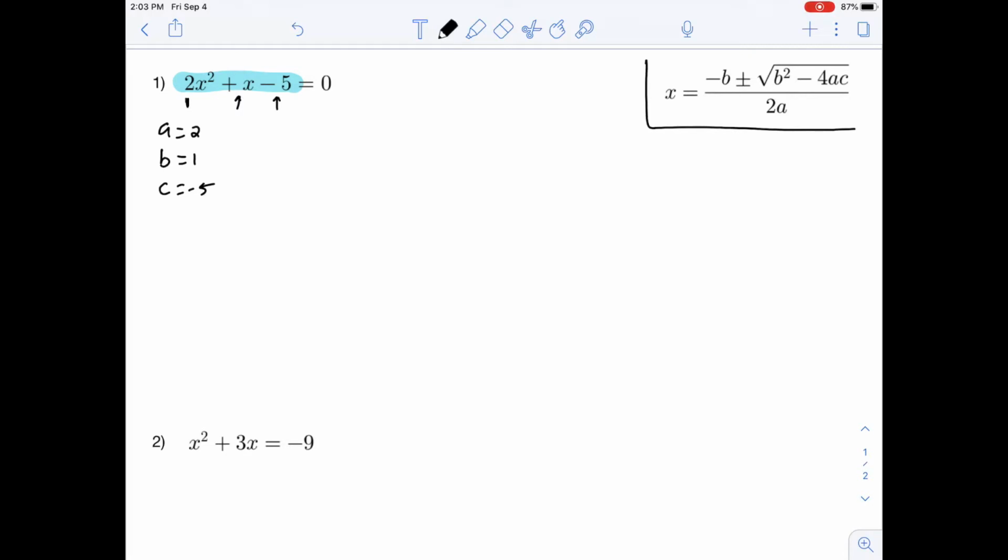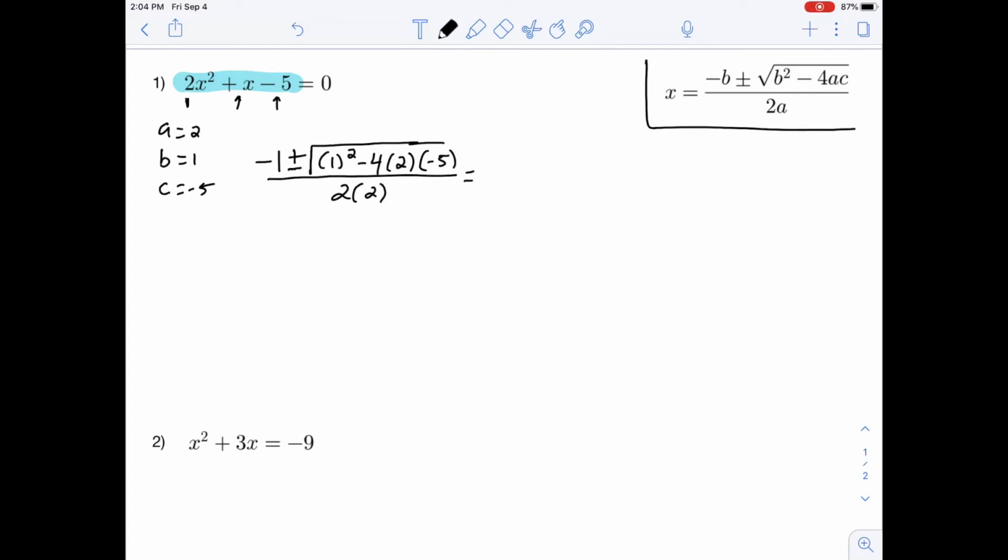So now be careful because it's negative b. If your b value is negative, it's negative and negative. We don't have that in this case, but you just have to be careful. So it's going to be negative b, so -1, plus or minus the square root of b squared. You should get in the habit of putting the b value in parentheses when you're squaring it, because if it's a negative, it has to be squared itself, which makes it a positive. So minus 4 times a times c, all over 2a.